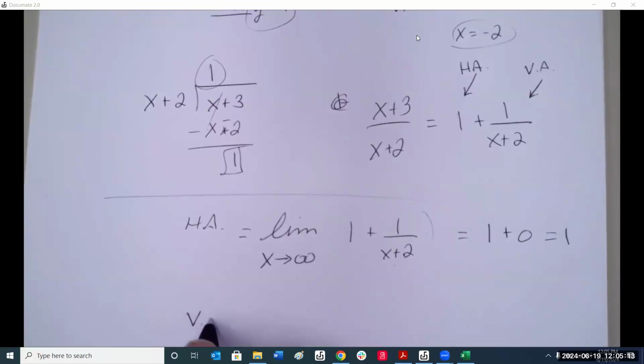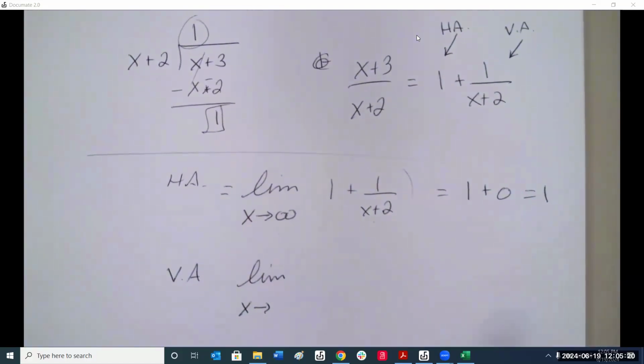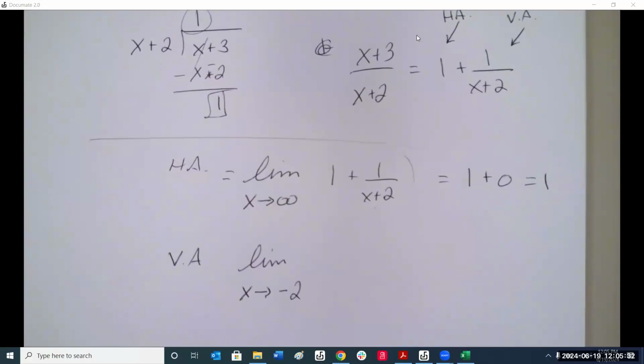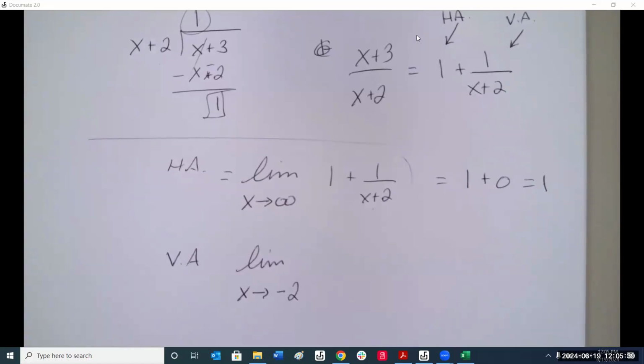The vertical asymptote is where we look at what value of x we cannot use in our domain. We cannot use -2. So when x goes to -2, what happens to the function?